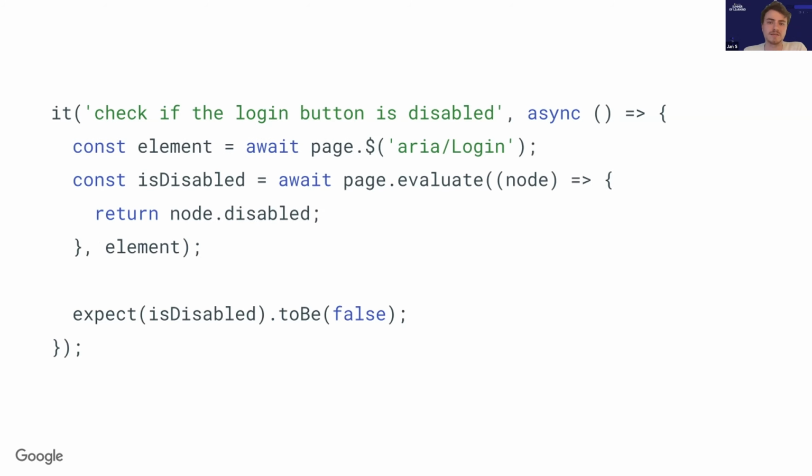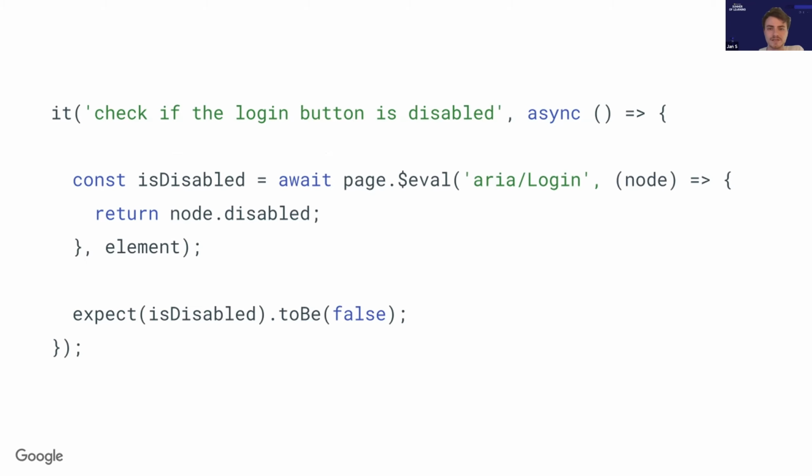You can even pass in arguments to the evaluated snippet. So in this case, I first get the login button with the page.$ method. And as soon as I have the element, I evaluate something in the context of the page and I pass it the element. So for the page itself, it will have the node available. And then I can just return whatever attribute I'm interested in, in this case, the disabled attribute, and from there on it will go to the Puppeteer script again.